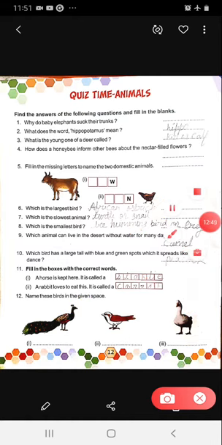So first one is peacock. P-E-A-C-O-C-K, peacock. And the next one is sparrow. S-P-A-R-R-O-W, sparrow. Sparrow matlab goraiya. And the last one is duck. D-U-C-K, duck. Duck matlab batak hota hai.